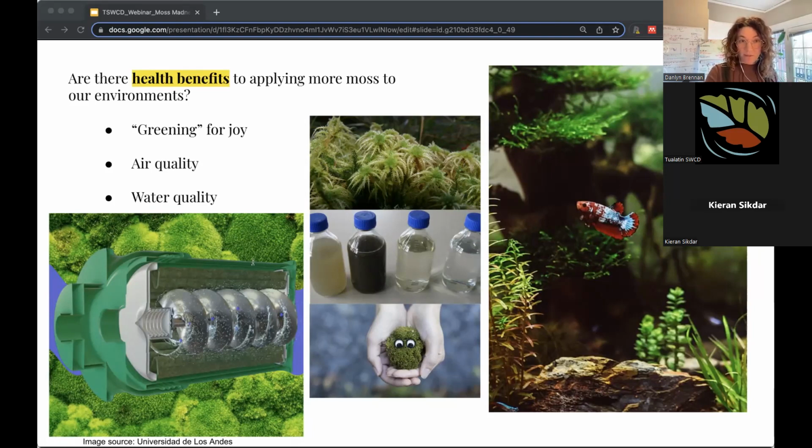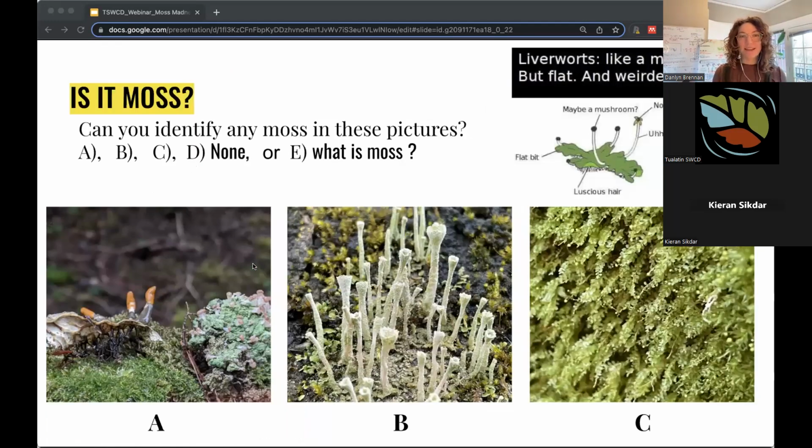So now that you're all moss experts, I thought we could play a little game. Is it moss? I love playing this game with people. I play it with my friends as we're walking around. Can you identify any mosses in these pictures? I'm going to have images for you. I have some images A, B, C. If it is a moss, go ahead and choose that image. If there are no mosses in any image, you could choose D. And then E is an option if still not sure. You can go ahead and choose whichever one.